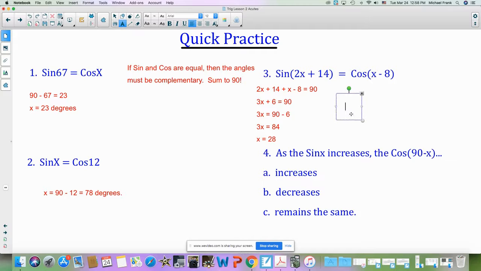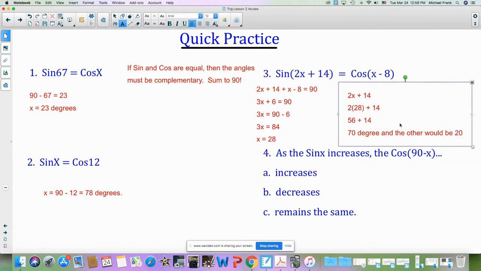Now, there could be a problem, as you'll see in the near future, to figure out what each of those angles are. Well, one of the angles was 2x plus 14, which means it is equal to 2 times our x, which is 28, plus 14. 2 times 28 is 56, plus 14, which means that angle is equal to 70 degrees, and the other would be 20.